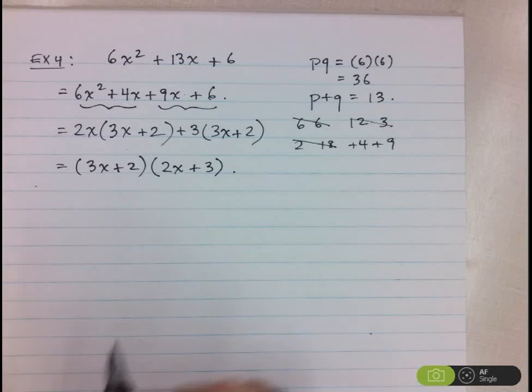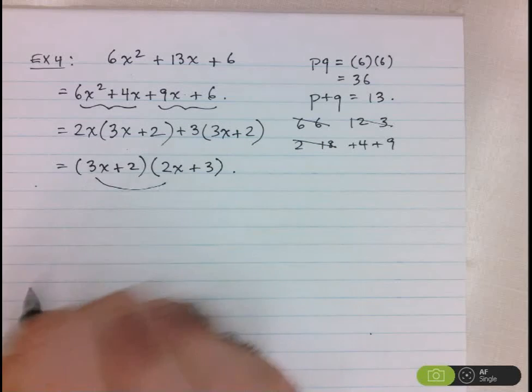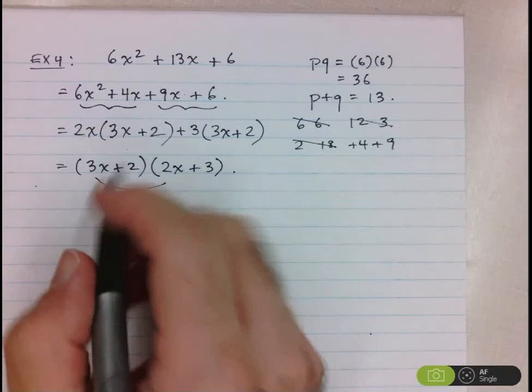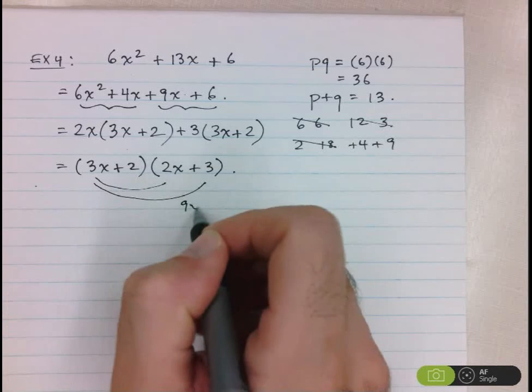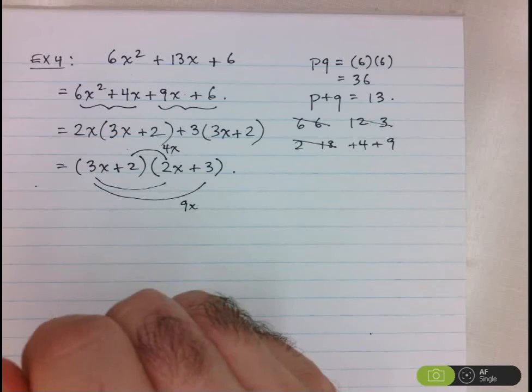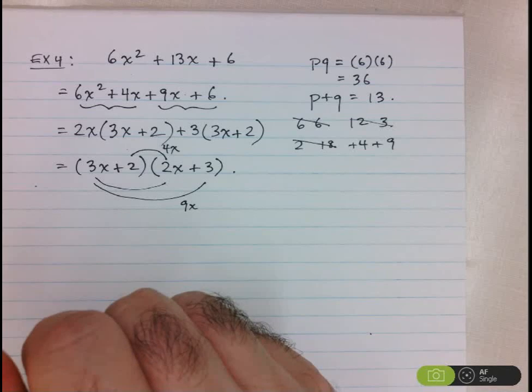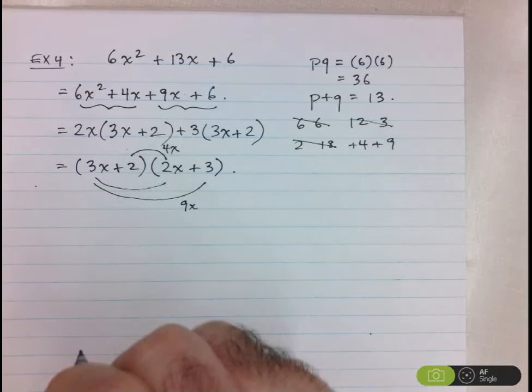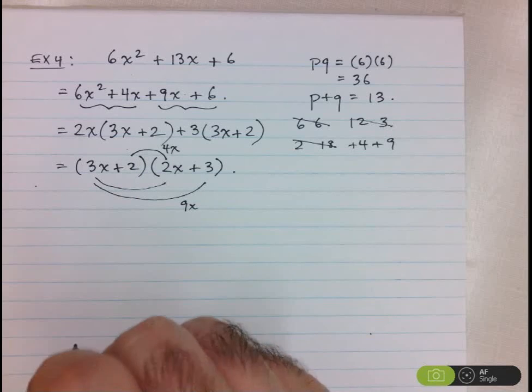Okay, and let's do a quick check here. 3x times 2x is 6x squared. 3x times 3, that's 9x, plus 4x, and 9x plus 4x is indeed equal to 13x, and then 2 times 3 is equal to 6. So that's the correct factorization.